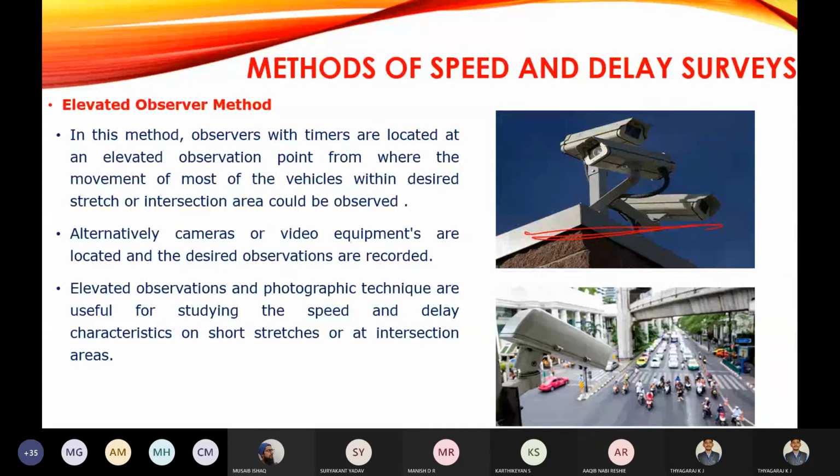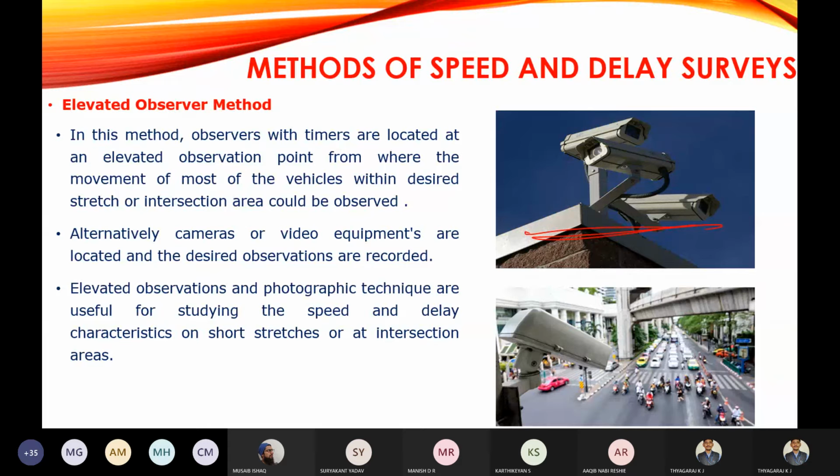The other method is making observers stand over tall buildings where the road and the vehicles are visible, and making them record the reading. Okay, making them record the reading of a particular vehicle, not all the vehicles. They will find one particular vehicle and record it.